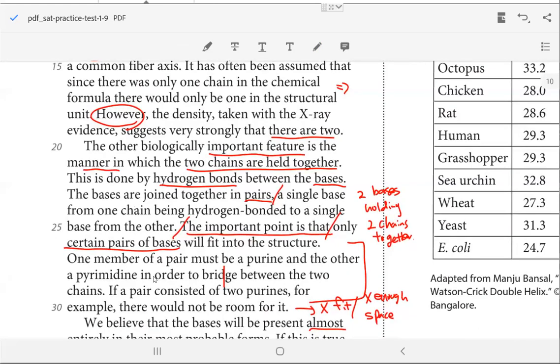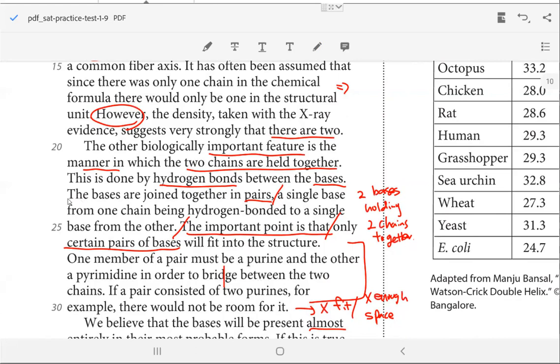방금 전이 답변 C, 그럼 답변 D, 27 to 29. One member of a pair must be purine and the other a pyrimidine in order to bridge between the two chains. Bang! 그죠? 그러니까 다시 이제 비교해 봅시다. 되게 쉽죠? 네.